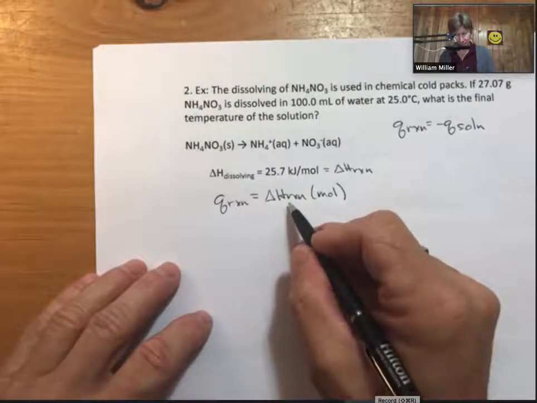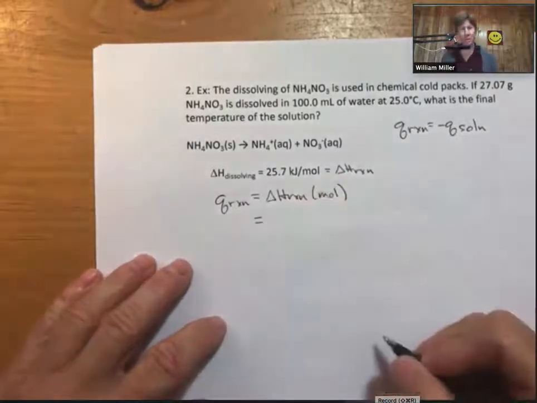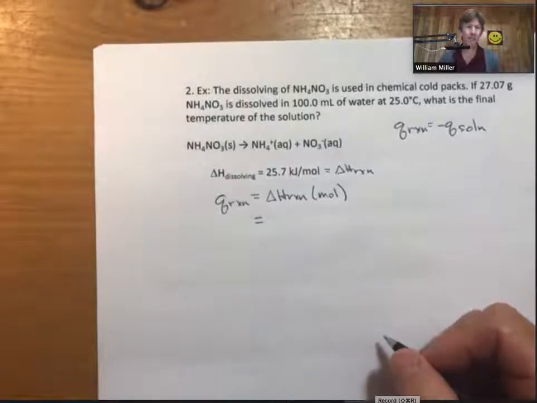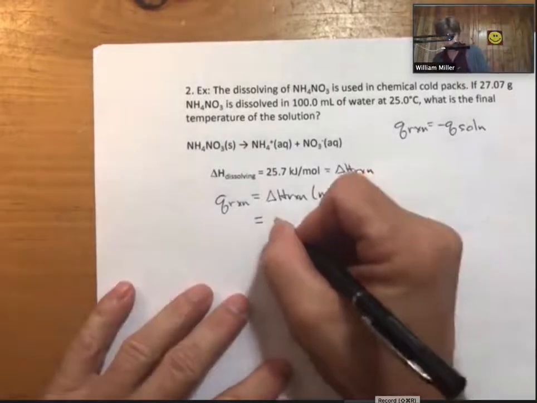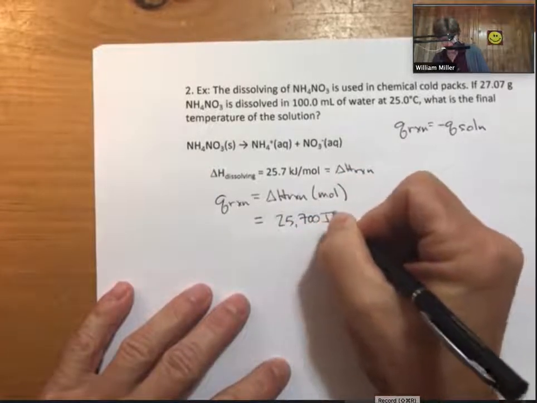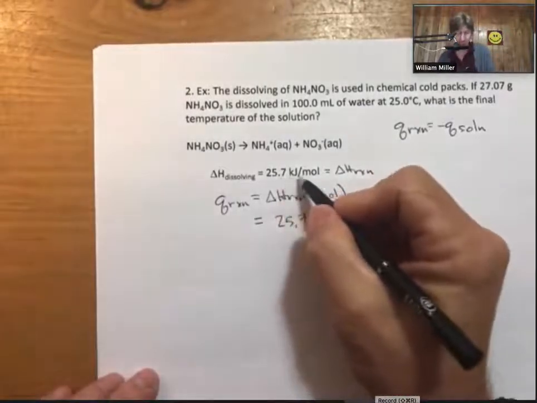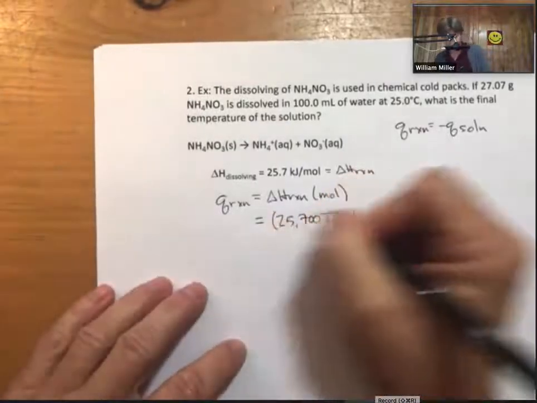Our delta H reaction is given. We'll find Q reaction. Do notice that delta H reaction is given in kilojoules per mole. I don't know about you, but I'm a joule person, meaning I work all my problems in joules. I will convert that to 25,700 joules per mole. I move the decimal point 3 places to the right to turn kilojoules into joules.